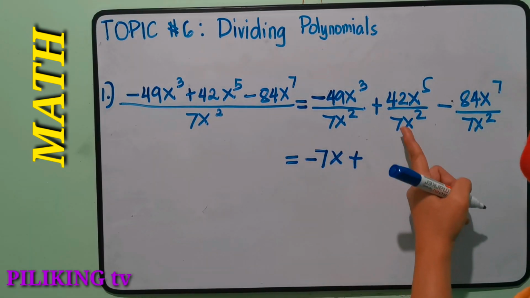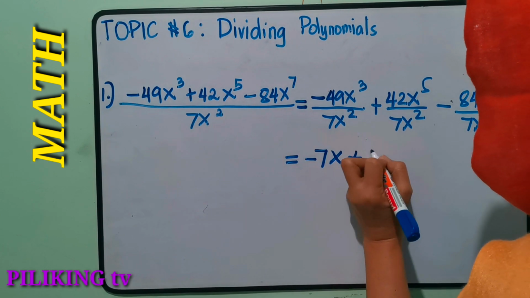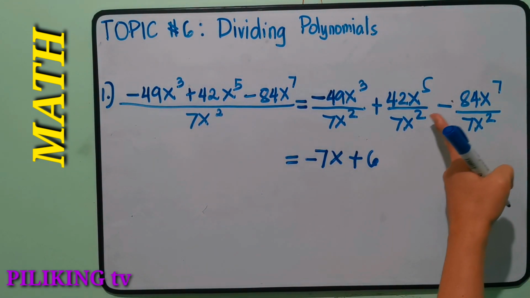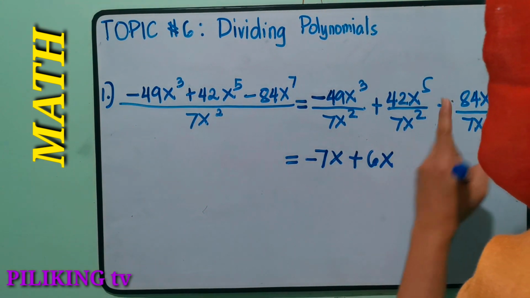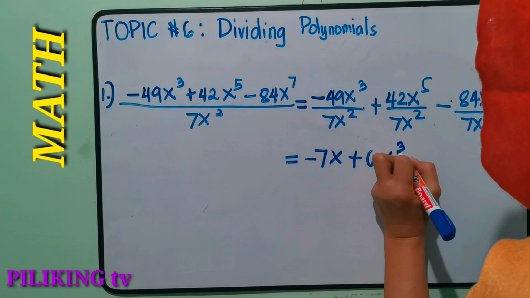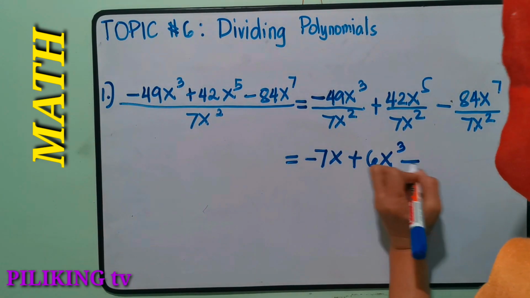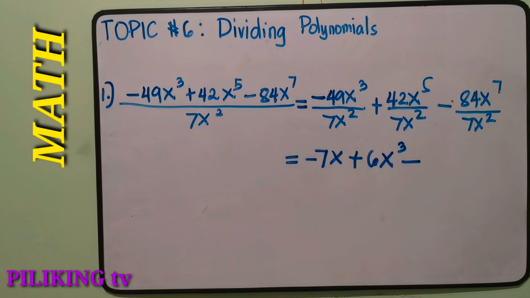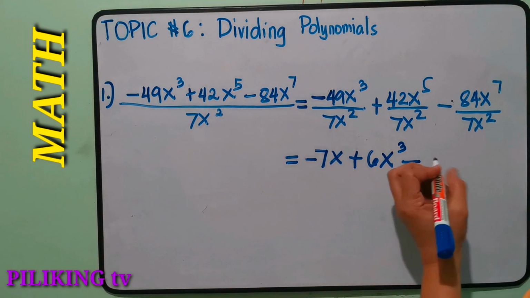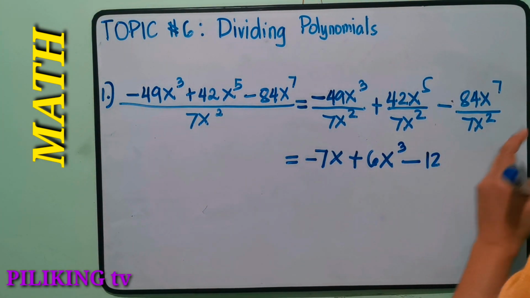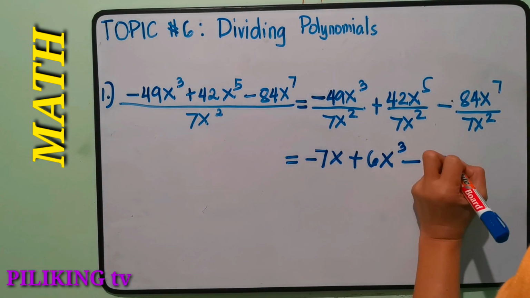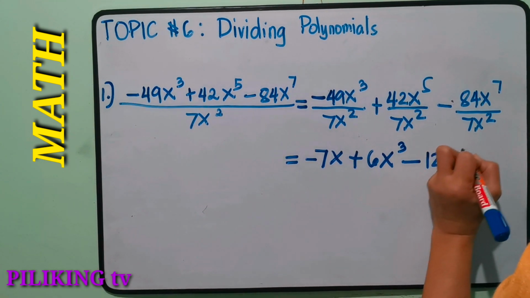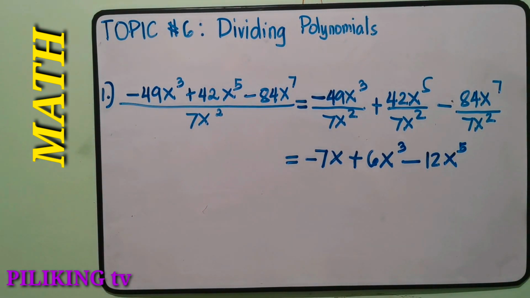Then plus 42 divided by 7, that is 6. Okay, so x raised to 5 over x squared, since they have the same base, subtract again the exponents. So what is 5 minus 2? That is 3. And then we have minus 84 divided by 7, that is 12, and since it is negative, we have negative 12. Then x raised to 7 over x squared, subtract the exponents, 7 minus 2, which is 5. So negative 12x raised to 5.